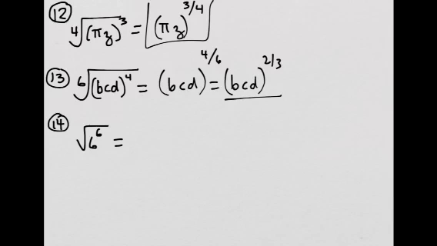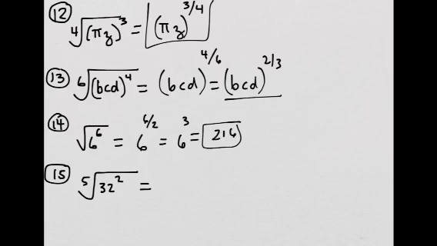For number 14, remember, if there is no index in the radical, like no index right here, no number, we know that it's a square root, that it's 2. So this becomes 6, the power is 6, and the root is 2. So then reduce the exponent. 6 over 2 is 3. So 6 to the 3rd power, plug it into a calculator, is 216.